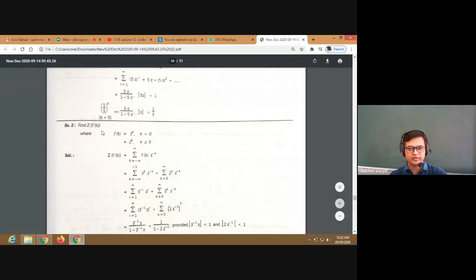Find Z transform of f of k, where f of k is given to be this. So this also we have just discussed in general form, like a raised to k when k is negative and a raised to k when k is non-negative, isn't it? So for this example, f of k is 3 raised to k for k less than 0, and it is 2 raised to k for k greater than or equal to 0. So Z transform of this by definition is the summation from minus infinity to infinity of f of k z raised to minus k, and by splitting this summation according to the function in the negative part and the non-negative part, is it?